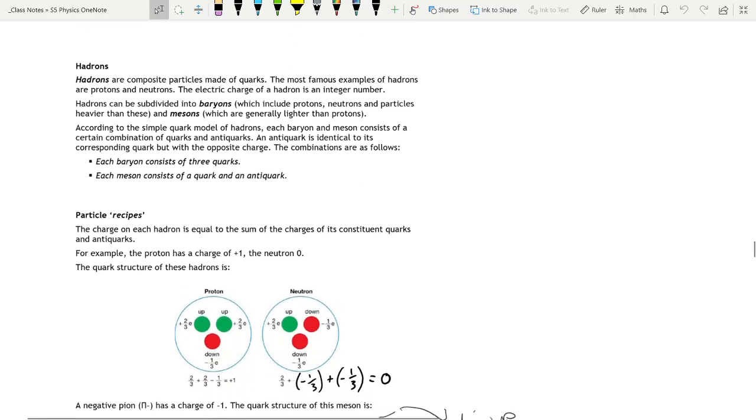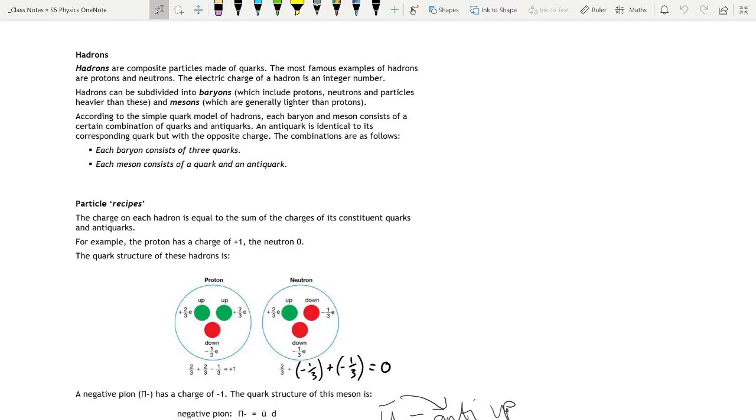Hadrons are things that are made up of quarks. So a proton and a neutron are both hadrons. The electric charge of a quark isn't always an integer number, a full number. So what you do is add up the charges of the ups and downs, or the quarks that make up something bigger, and they come to an integer number, and that's the charge of the particle. Hadrons can then be subdivided into baryons, which include protons, neutrons, and particles heavier than these, and mesons, which are generally lighter than protons.